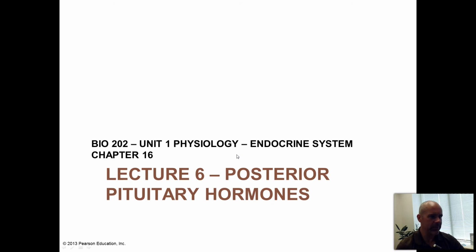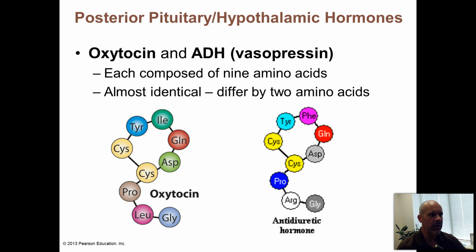Hello again. Now let's talk about some posterior pituitary hormones. All right, so recalling from the last video lecture, the posterior pituitary hormones are actually produced by neurons up in the hypothalamus. You have a couple of clusters or nuclei of neurons up there that produce these two hormones that are considered to be posterior pituitary hormones, and then they are stored within the synaptic knobs at the ends of the axons of those neurons.